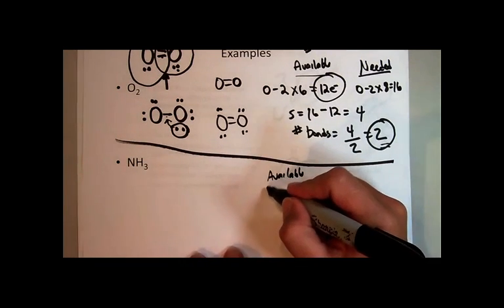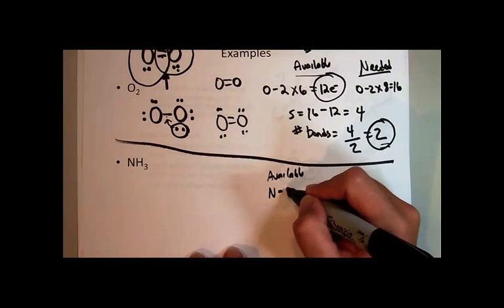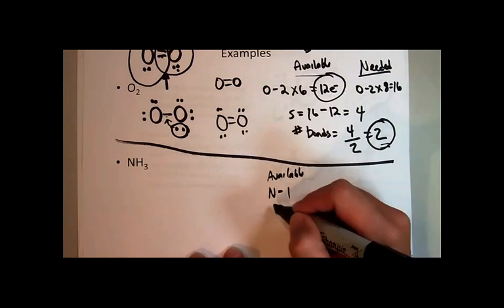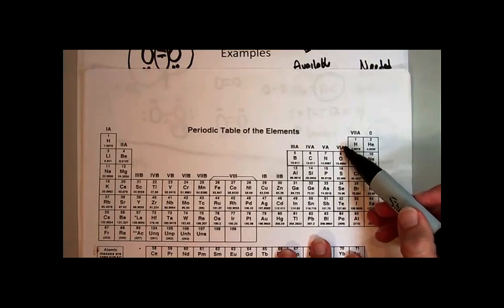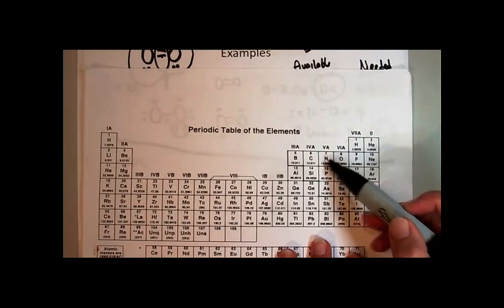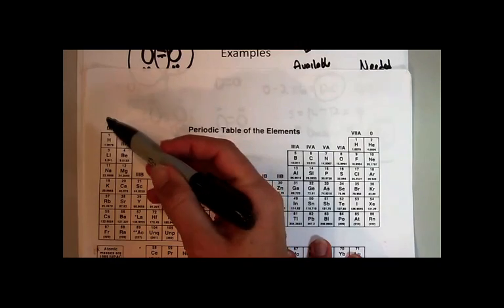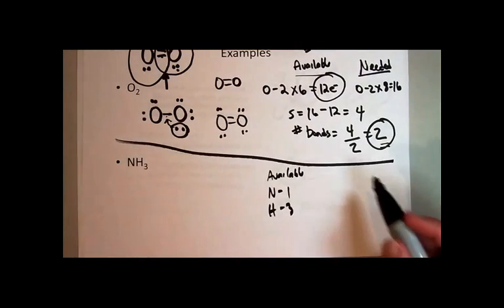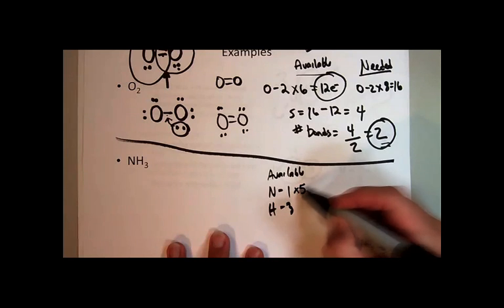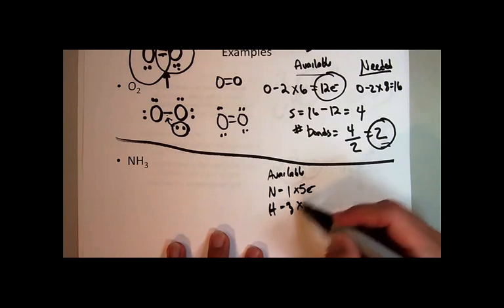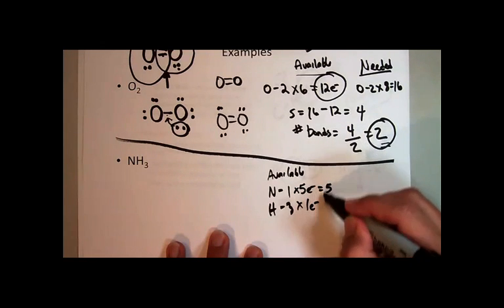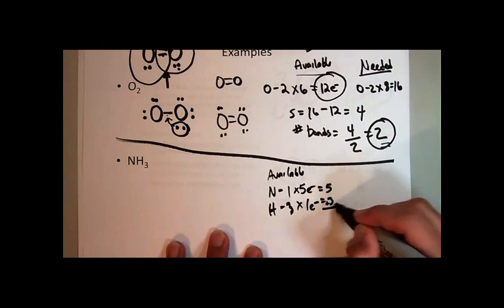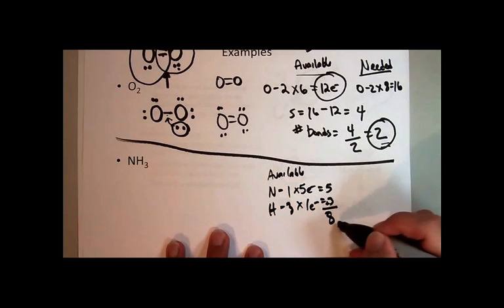In this case, I have nitrogen. I have one nitrogen, and I have hydrogen, and there's 3 of them. And you have to look at the periodic table to remember that there's 5 valence electrons in nitrogen and 1 valence electron because it's in group 1 for hydrogen. So nitrogen has 5 valence electrons and hydrogen has 1 valence electron. So my total number of available is just going to be 5 plus 3 is 8 available electrons.